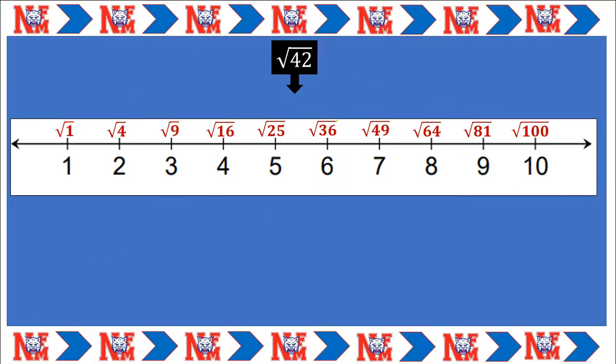The square root of 42 is going to fall between 36 and 49. So the whole number is going to be between 6 and 7.